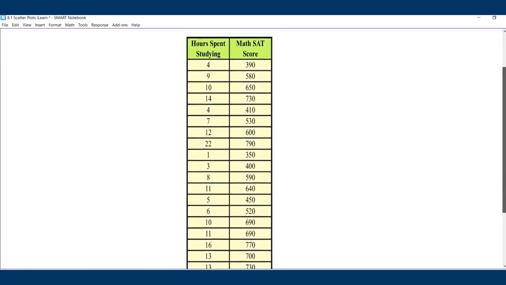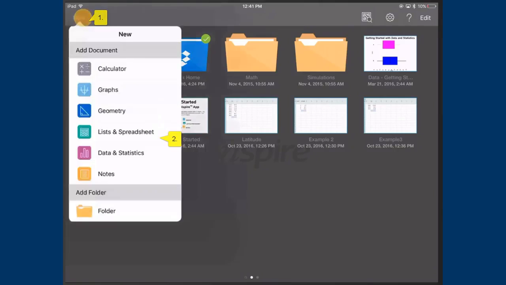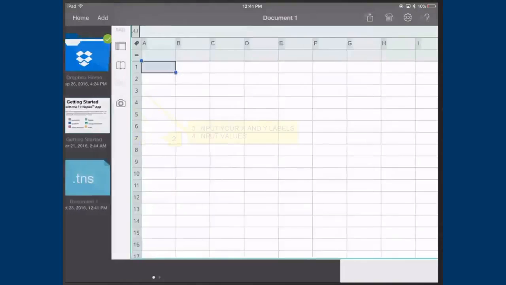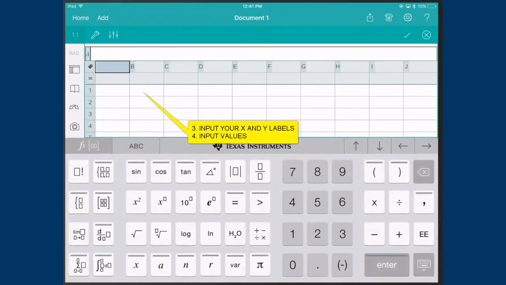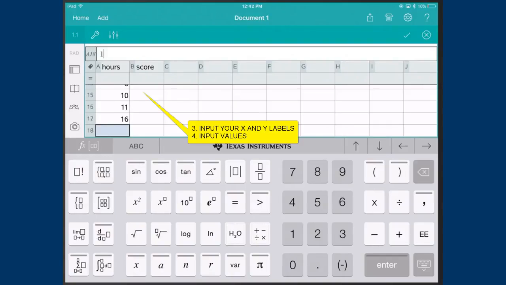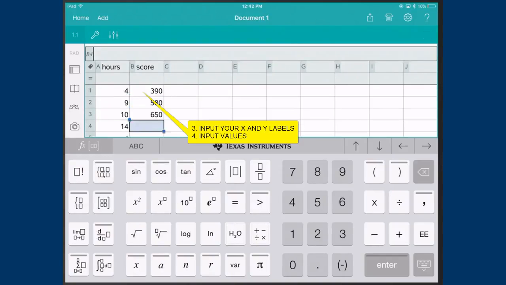All right, so number 1, new. Number 2, list in spreadsheets. Number 3, this is where you input your X and Y labels and input your values all the way down. Remember, your X and Y labels go on the actual tags, and where the cells are numbered, that's where you key in the data.